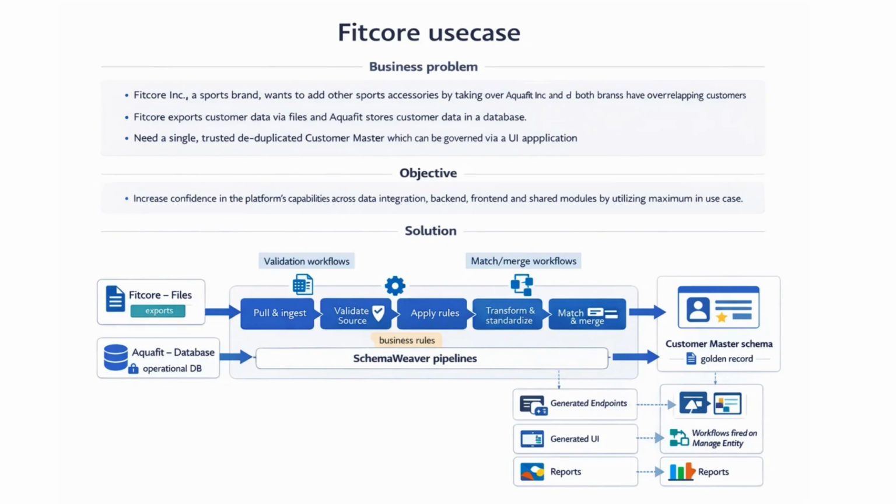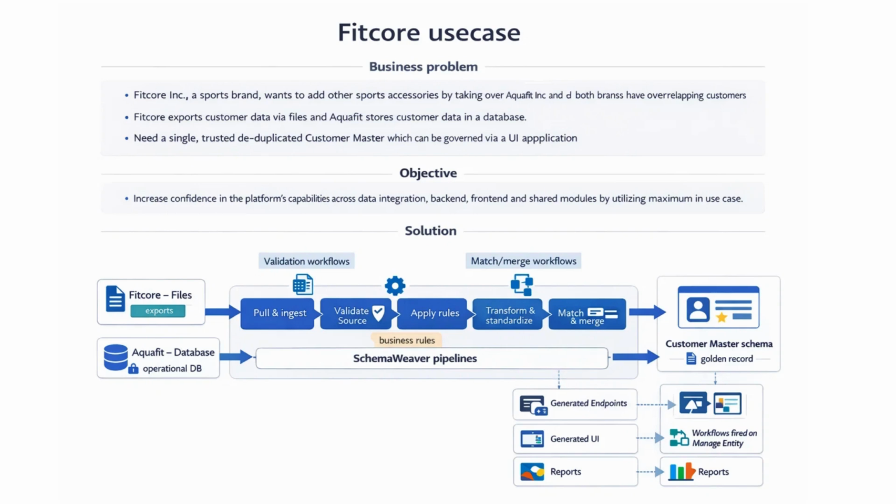To achieve this, data from both Fitcore files and the Aquafit database is pulled into SchemaWeaver pipelines. These pipelines ingest the data, validate it at source level, apply business rules, transform and standardize key attributes, and then run match and merge logic so overlapping customers are identified and unified.